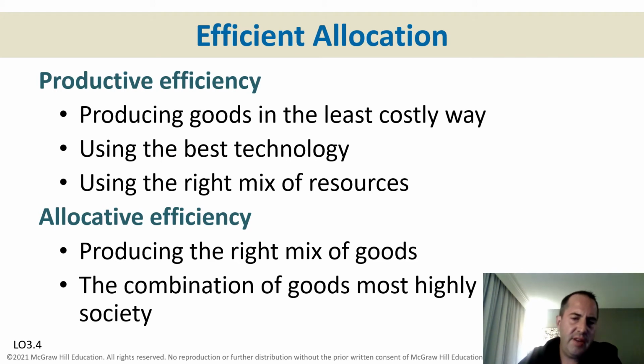Productive efficiency: producing goods in the least costly way, right? Using the best technology, using the right mix of resources to get your goods produced. Trying to think of a good example here, but there are some exceptions to this, right? And it also asks, what is cost? So you would say, oh, we can make T-shirts in China, and they'll be the cheapest.